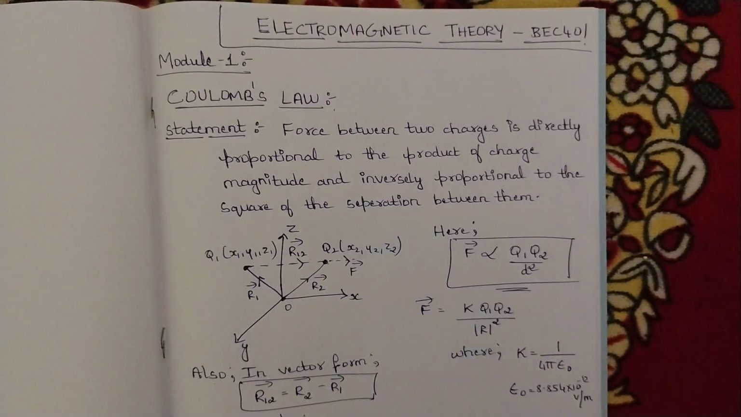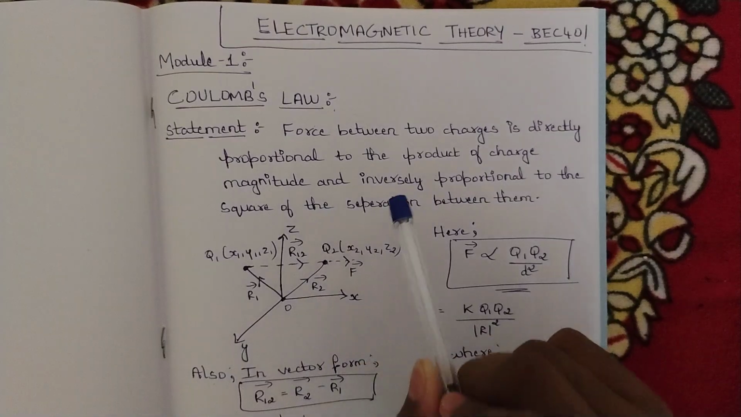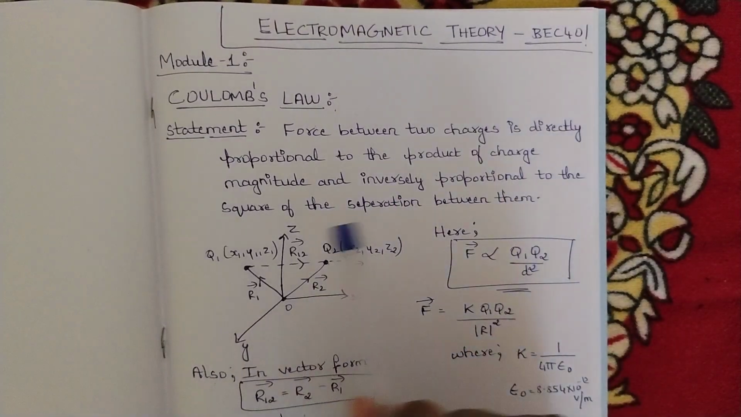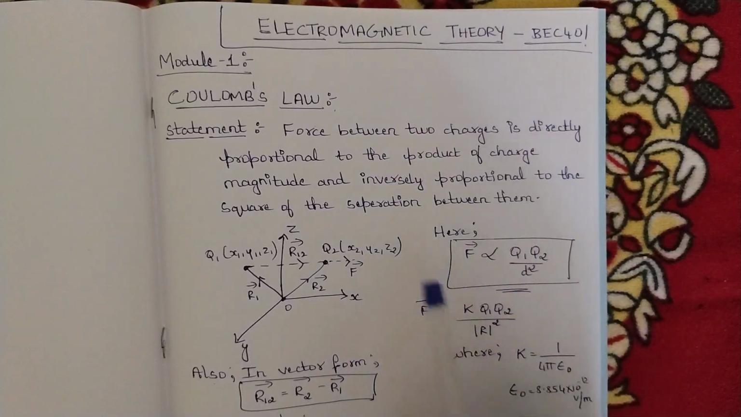So module 1 is Coulomb's law. Let us again brush up what is Coulomb's law based on electromagnetic theory, that is Coulomb's force of attraction. We have come up with an equation, right? So let us discuss that equation now. First, the statement: the force between two charges is directly proportional to the product of the charge magnitudes and inversely proportional to the square of the separation between them. According to this statement, we have written one equation here.